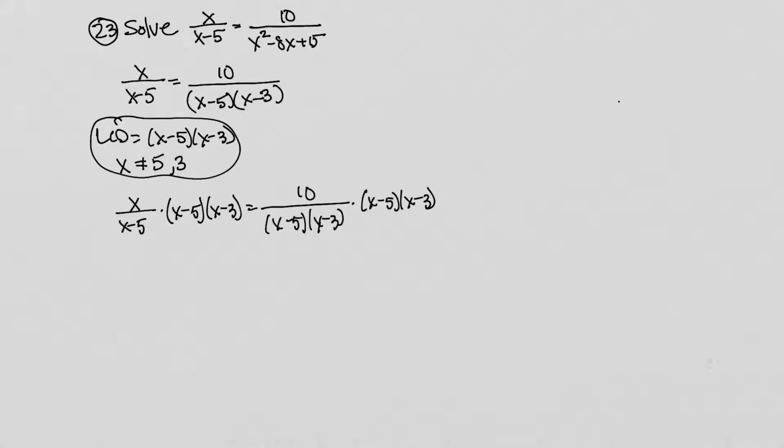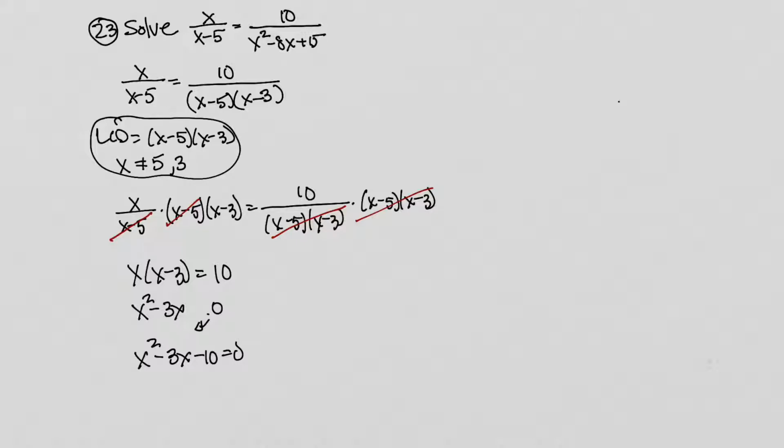And now we'll get some cancellation here. This denominator here will cancel with that one, leaving us with x times x minus 3 equaling, now over here, that denominator cancels completely with this one, and we're just going to be left with 10. Let's finish it up here. We're going to get x squared minus 3x equals 10. Let's subtract that 10. We're going to get x squared minus 3x minus 10 equals 0.